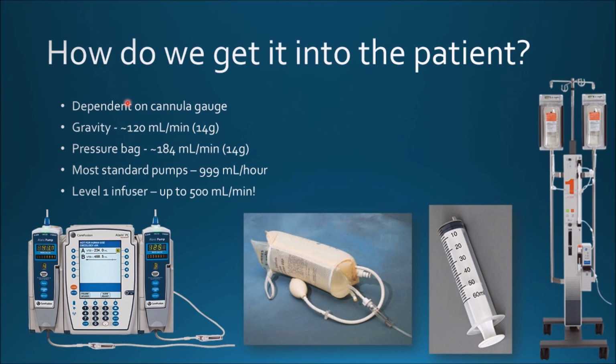Now, normally with gravity alone, if you just let a bag run by gravity, it's about 120 mLs per minute through a 14 gauge cannula. So again, it's some fluid rate, but if you want to get a liter in, you get it in pretty quick, roughly 8 to 10 minutes or so, it should be able to go in.